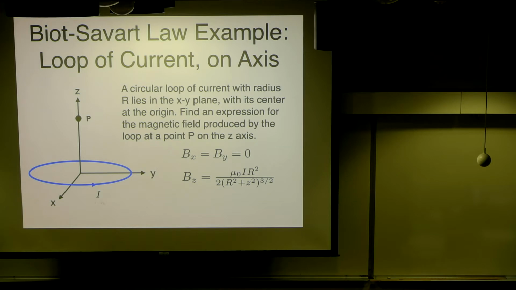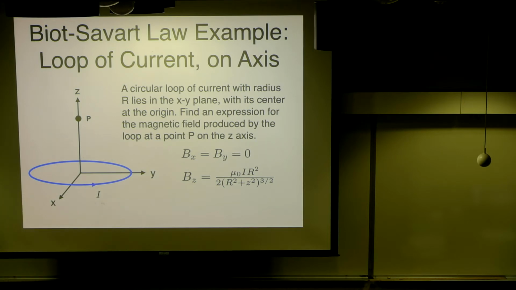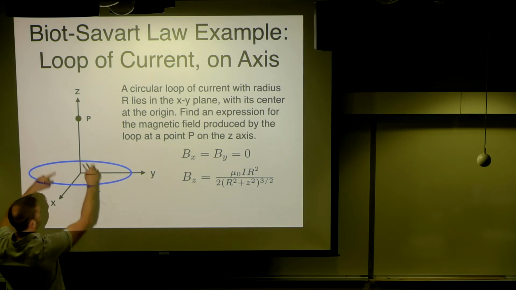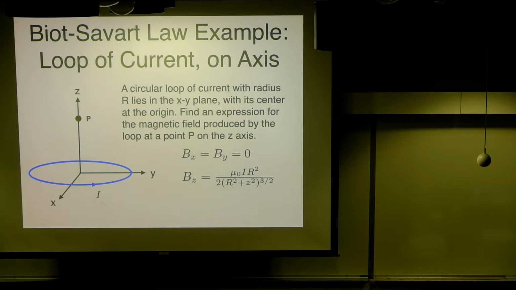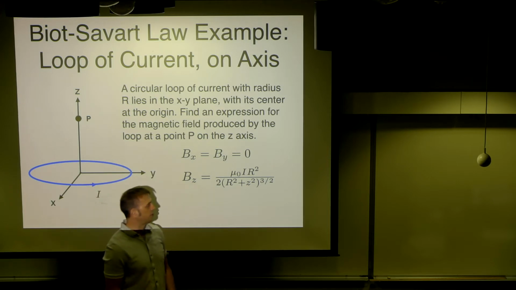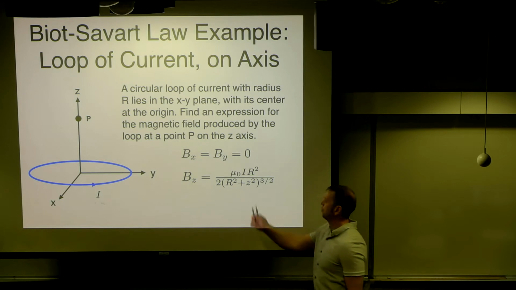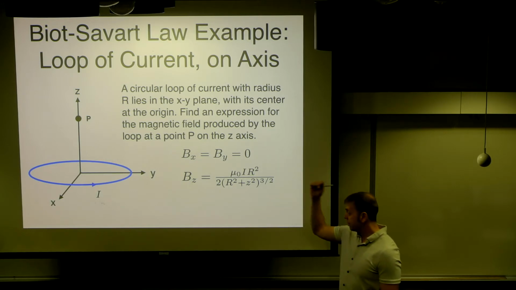What we found is, because of symmetry, both the x and y components of this field go to 0 because you get cancellation from opposite sides of the loop. We also found that the only non-zero component, which is z, Bz, turns out to be mu naught times I times r squared divided by 2 times (r squared plus z squared) to the power of 3/2.